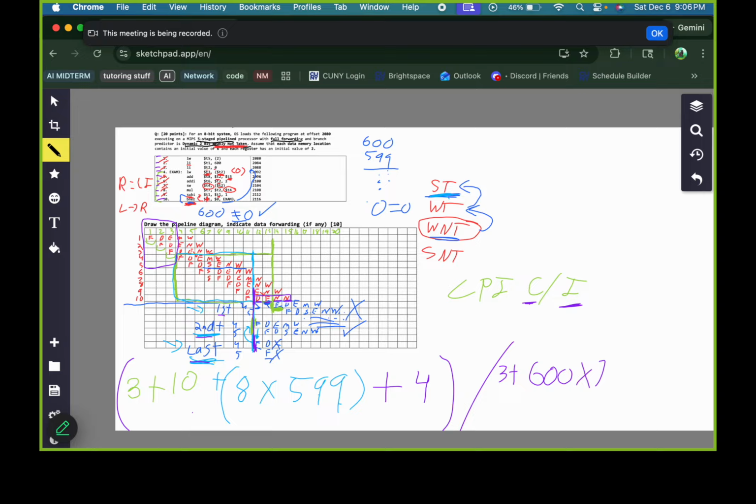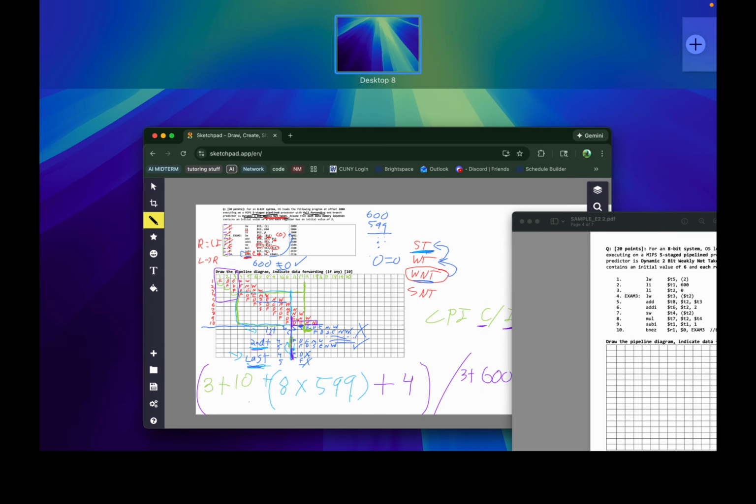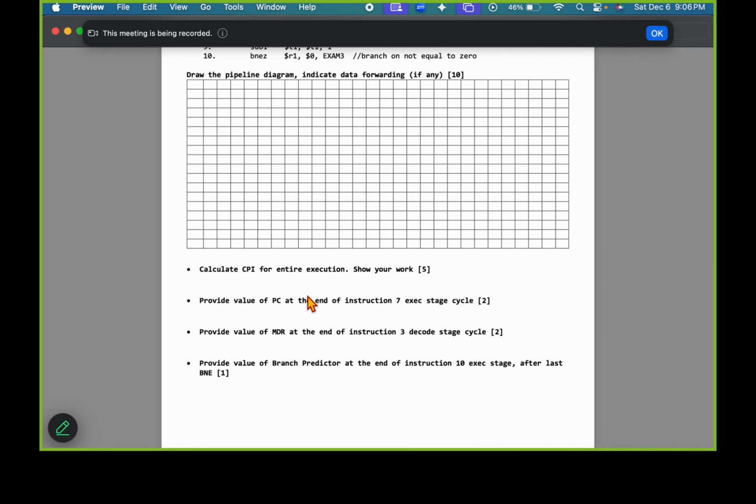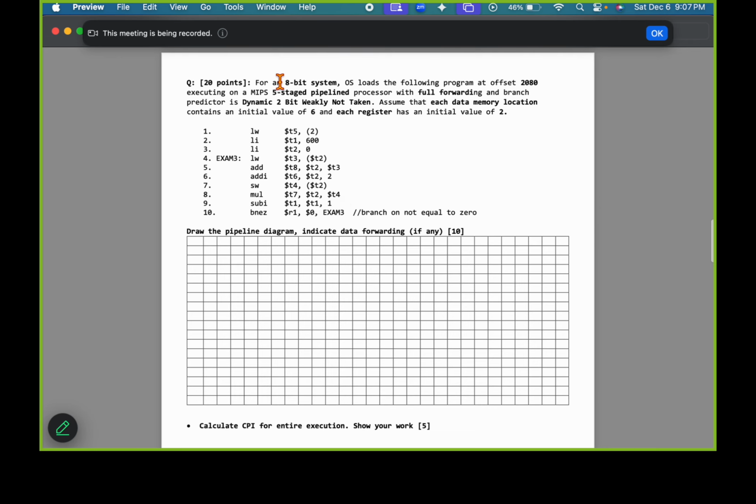So let's see, what else is part of this question? I see there's a question to provide the value of the PC at the end of instruction 7 exec stage cycle, right? So we know that we are given the 8-bit system. This is kind of a review from the first exam, right? We know that we have to divide. This is going to say an 8-bit system.